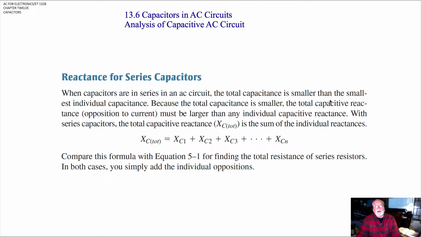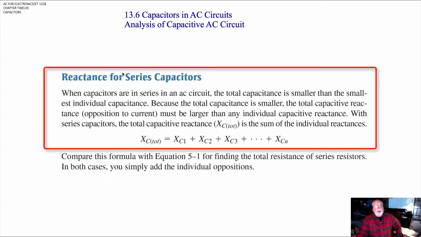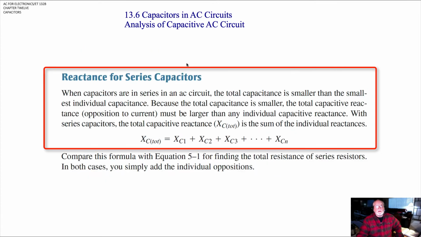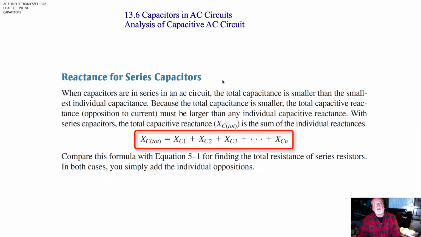So let's look at a couple of examples we've seen. You know from your DC classes how to handle capacitors in series and how to handle capacitors in parallel circuits. First let's look at the series capacitor. Reactance for a series capacitor: when capacitors are in series in an AC circuit, the total capacitance is smaller than the smallest individual capacitance. I hope you recall that from ET131.